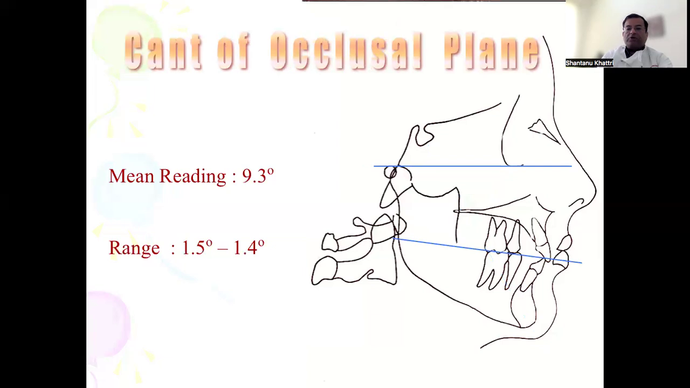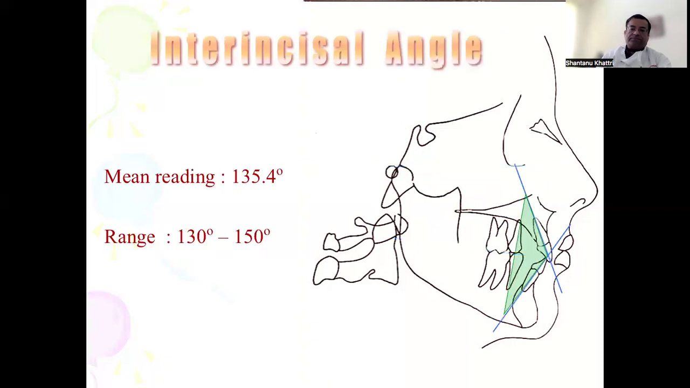Then cant of occlusal plane. This tells about whether the occlusal plane is steep or normal, or whether it is growing in an anterior and forward direction. So it is between the functional occlusal plane and the FH line. The mean reading is 9.3 degrees and the range is 1.5 degrees to 1.4 degrees.